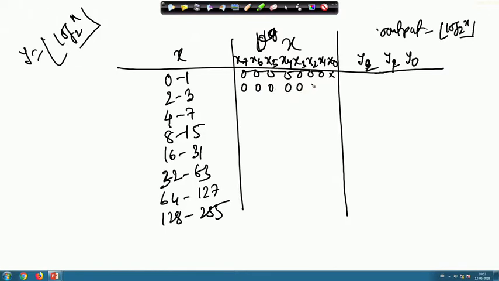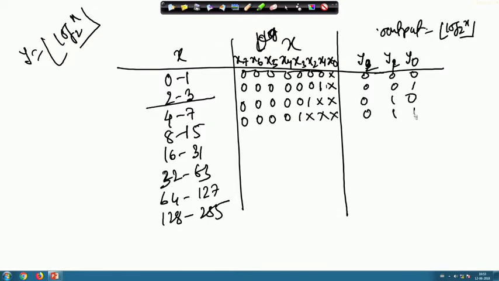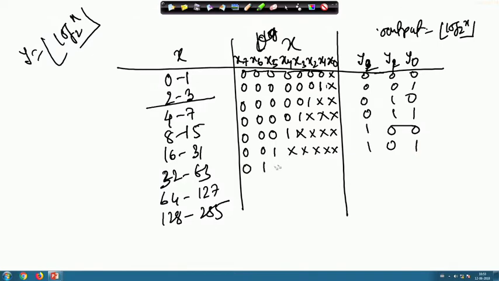As we have seen, the range is 2 to 3, which means if this bit position is 1, whatever the value of x0, it does not matter, the output will be 0, 0, 1. We have already seen that. Let me draw it again, quickly. Then this is for 4, this is for 5, this is for 6, and this is for 7. So this is my table.